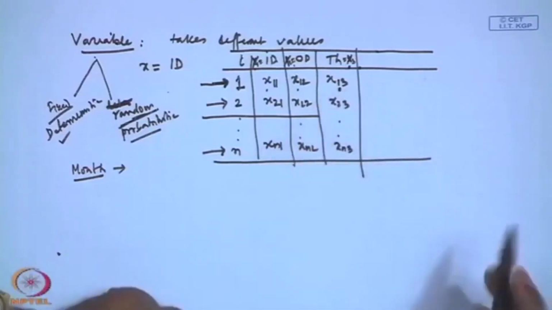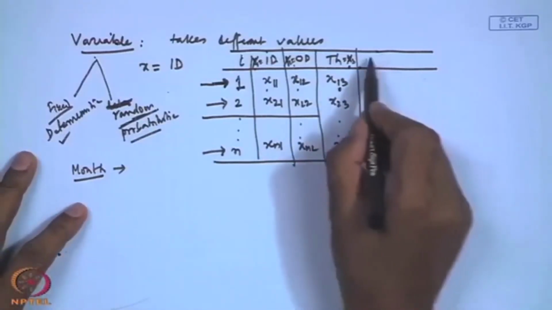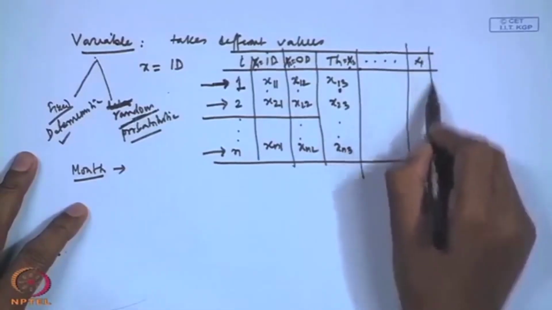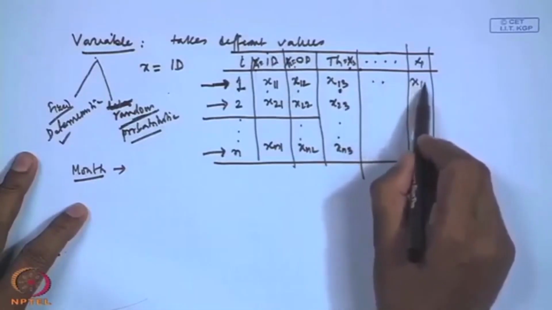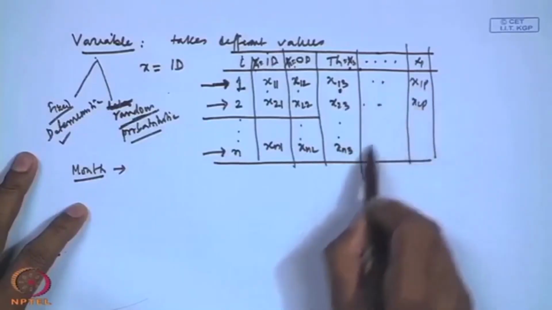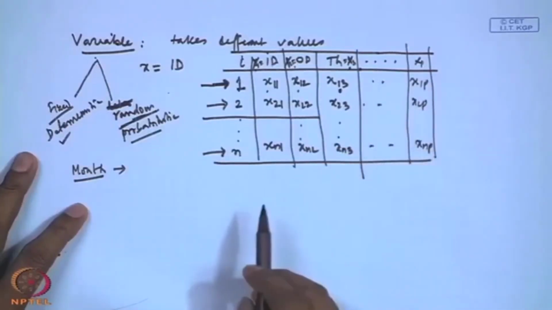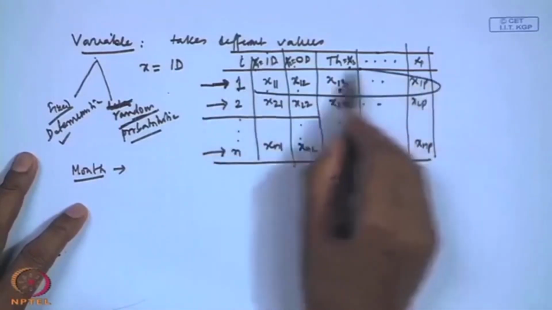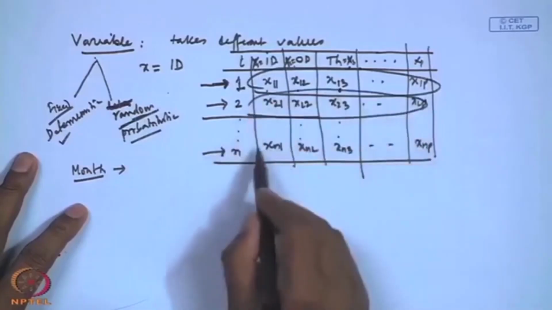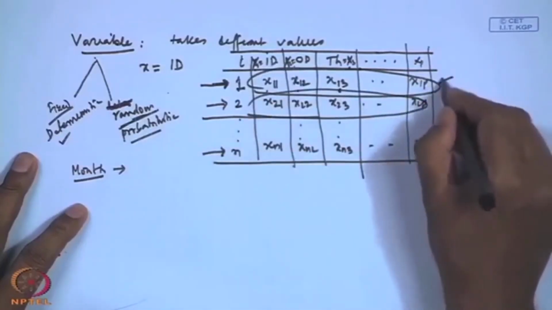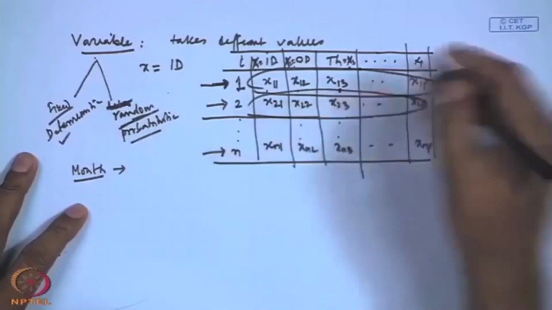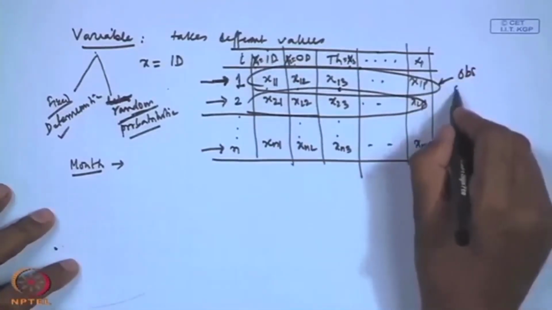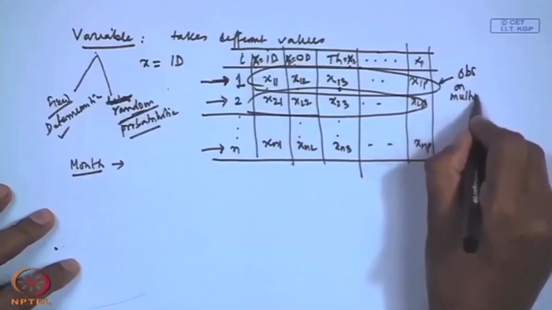Similarly, if you go on increasing the number of variables up to xp, then here it will be x1p, x2p, like this xnp. Now, each of these as well as these are observations on multiple variables.